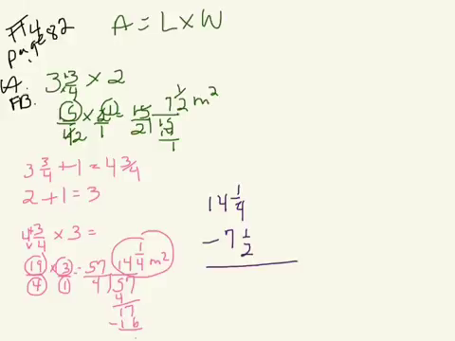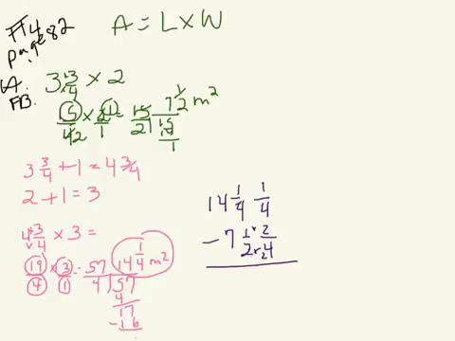Okay, so now let's do the math. 1/4 minus 1/2. Well, I'm going to have to find a common denominator, which is 4. 4 times what is 4? 1. 1 times 1 is 1. 2 times what is 4? 2. So 1 times 2 is 2. So now I want to subtract 1/4 minus 2/4. I can't do it. So I'm going to have to borrow.